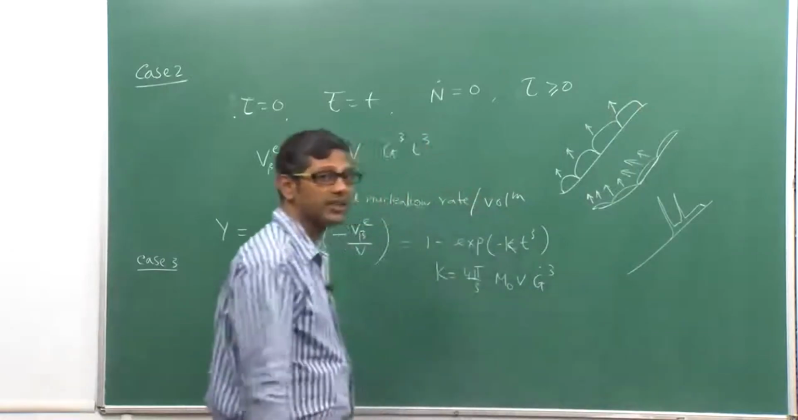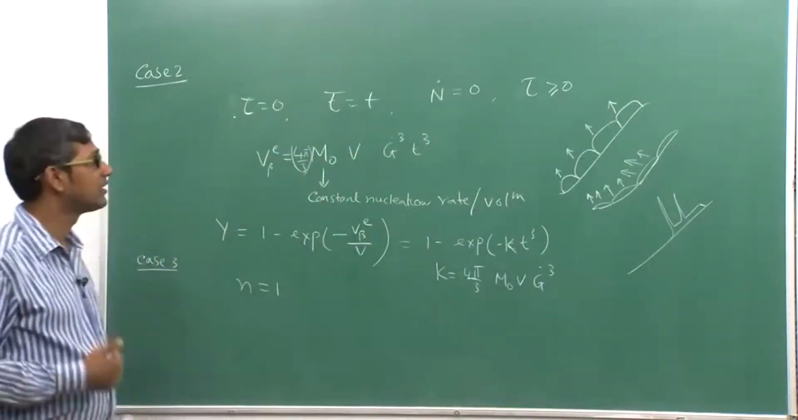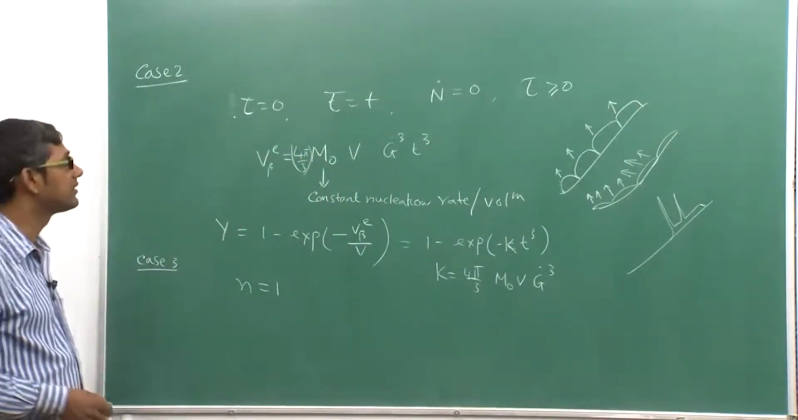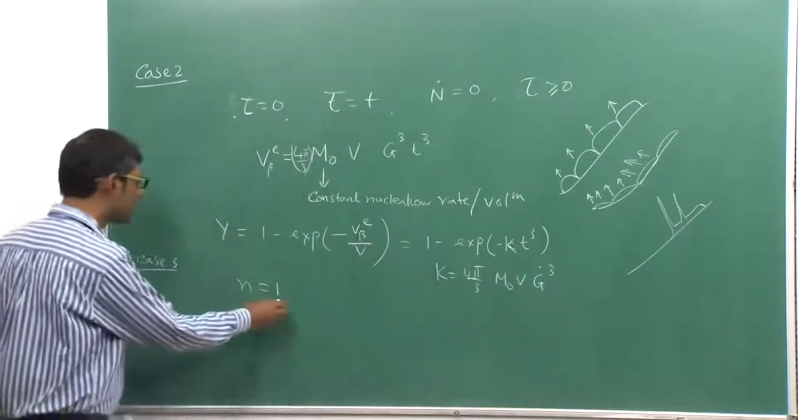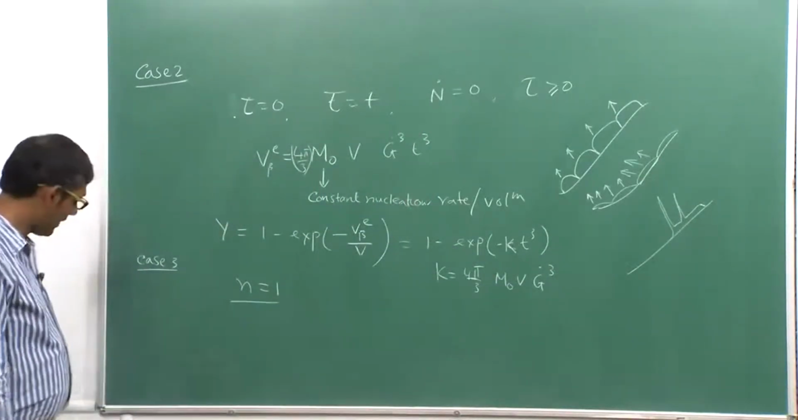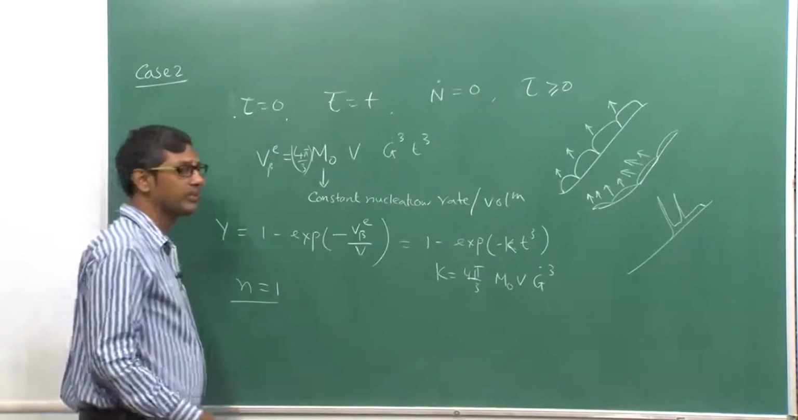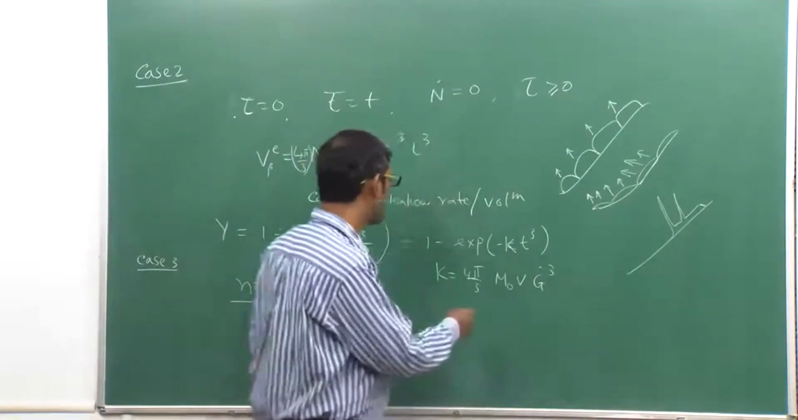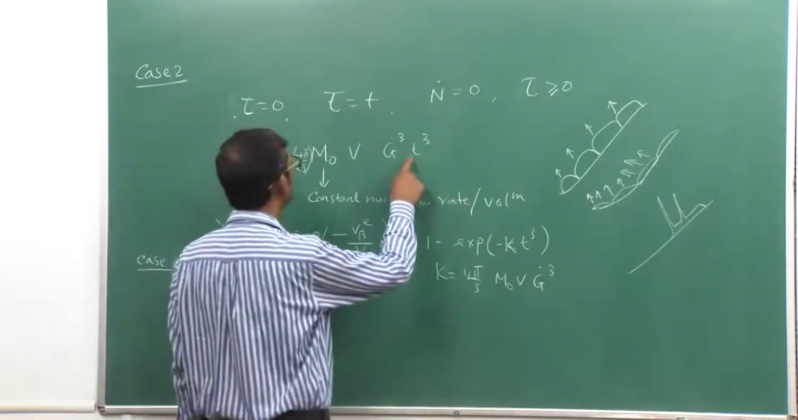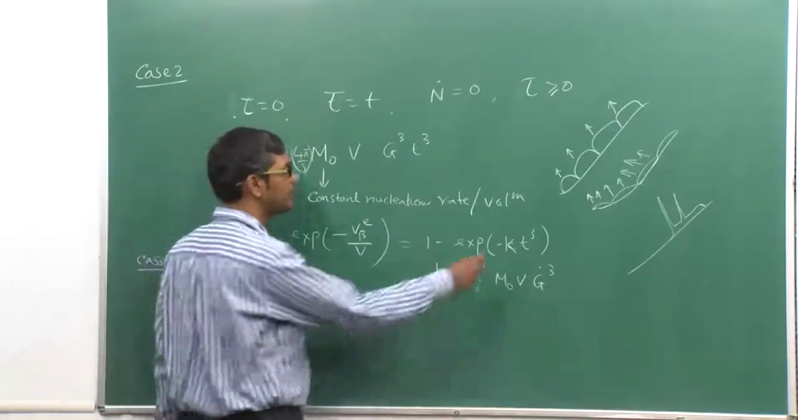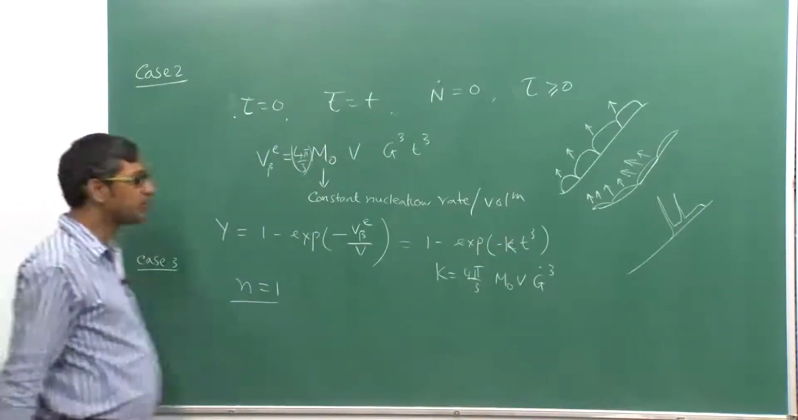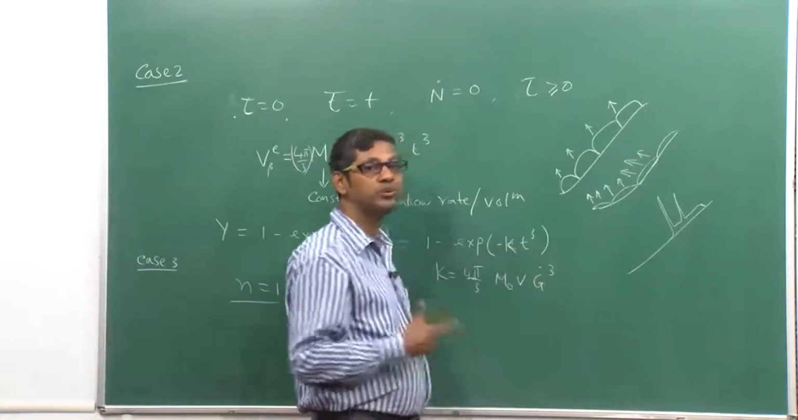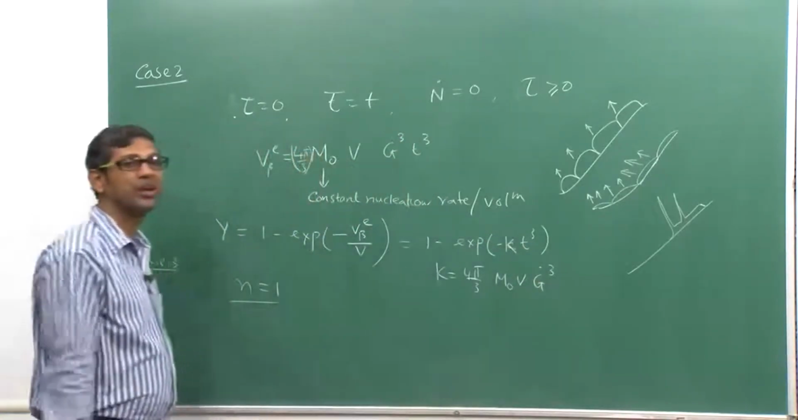So many such transformations, like cellular precipitations or growth of Widmanstatten plates, happen by this mechanism. So for this situation n is equal to 1, and very simple. Why? Because it is one dimensional growth. So you have seen when you have 3-dimensional growth, from the pre-existing nuclei, the exponent of time becomes 3.